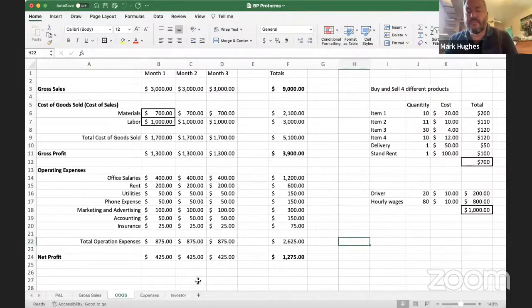It is really important to know what your cost is for making and selling a product.